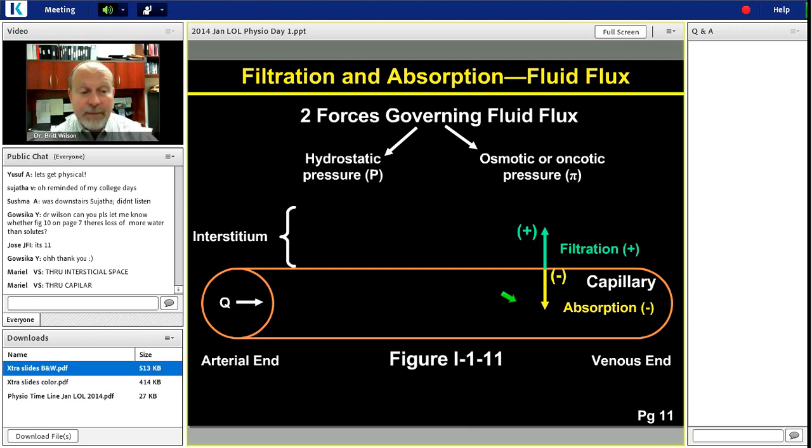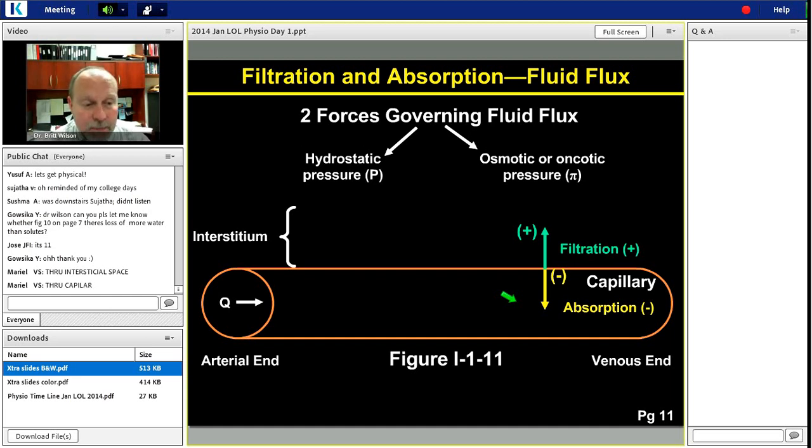So if it's leaving, filtration. If it's coming in, it's absorption. Those are basic definitions that we have to work with. And again, for filtration, we'll put pluses and then put them in green. And for absorption, we'll put minuses and have them in yellow.